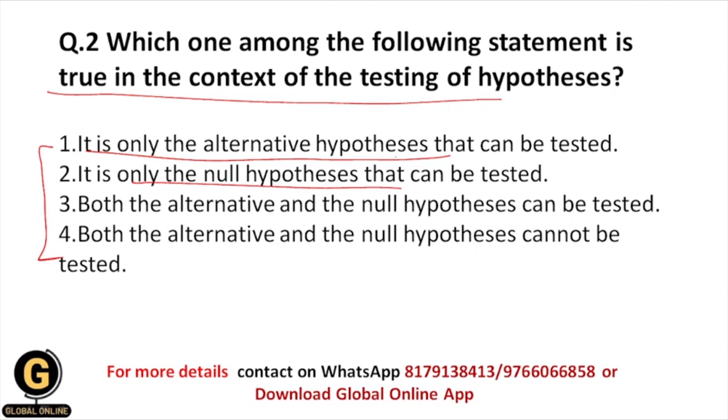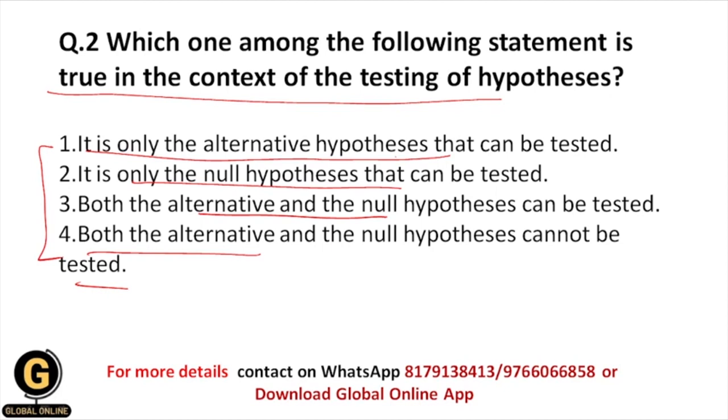Both the alternative and the null hypothesis can be tested. Both the alternative and the null hypothesis cannot be tested. So basically students, this thing is really most important. Whenever you test the hypothesis, then in that section basically you only test the null hypothesis.